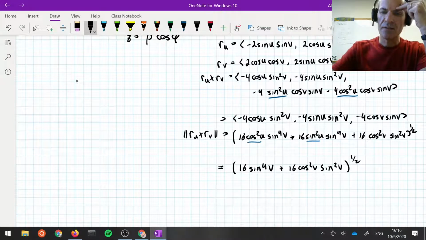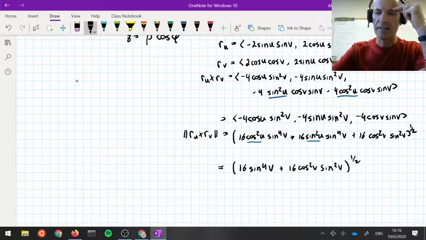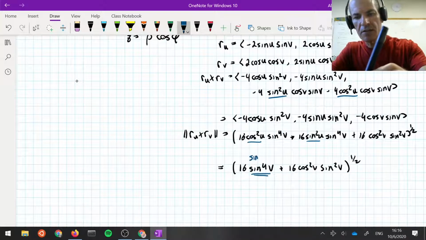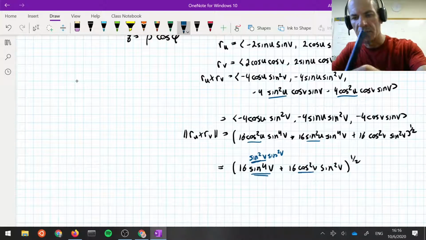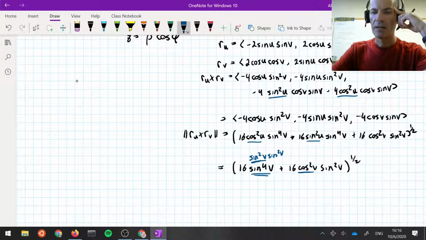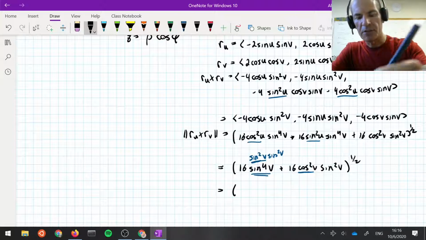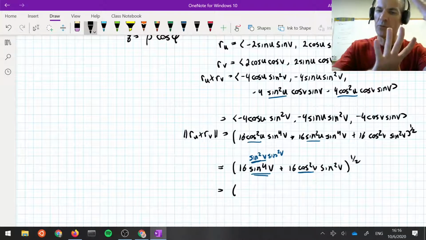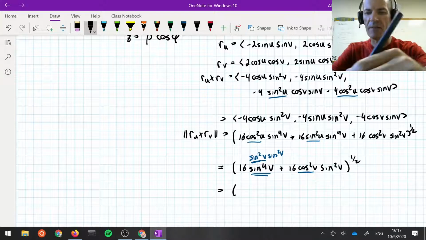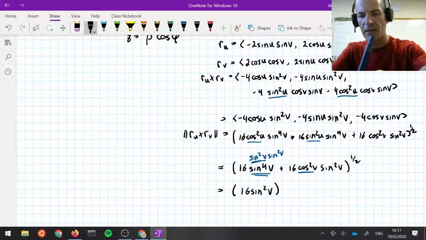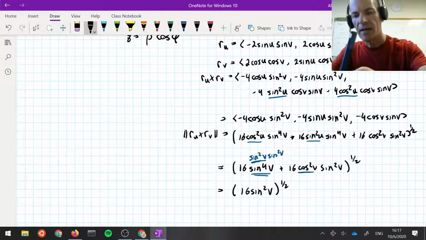Now, do you see any other identities that we can apply? The answer is yes. This thing can be broken up into sine squared v sine squared v, and that sine squared along with this cosine squared is another Pythagorean identity. So you've got to keep your eyes peeled for these things. They're everywhere, especially in spherical coordinates. When you're working in the right coordinate system, nice things happen. What's left behind is 16 sine squared v to the 1/2, and we can simplify that all the way down to 4 sine v.